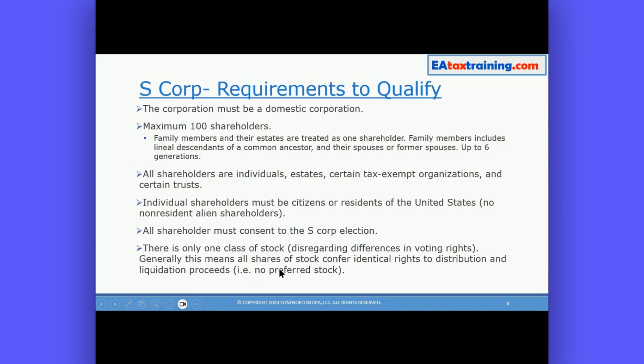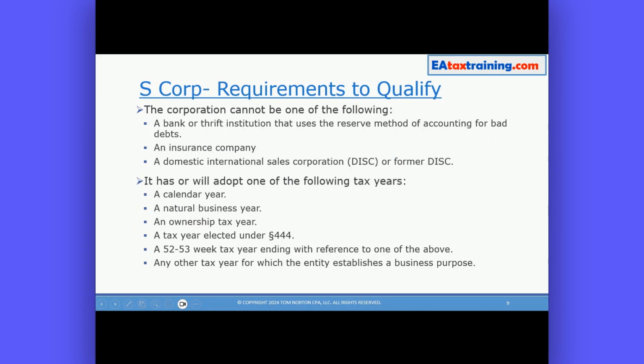And there is only one class of stock. So this is a big difference between an S Corp and a C Corp. A C Corp can have many different classes of stock, including common stock and preferred stock. In an S Corp, there can be no preferred stock, one class of stock, although it can differ with voting rights. So not all of the shares of stock have to have voting rights, but there can only be one class of stock. So generally it would all be common stock, no preferred stock.